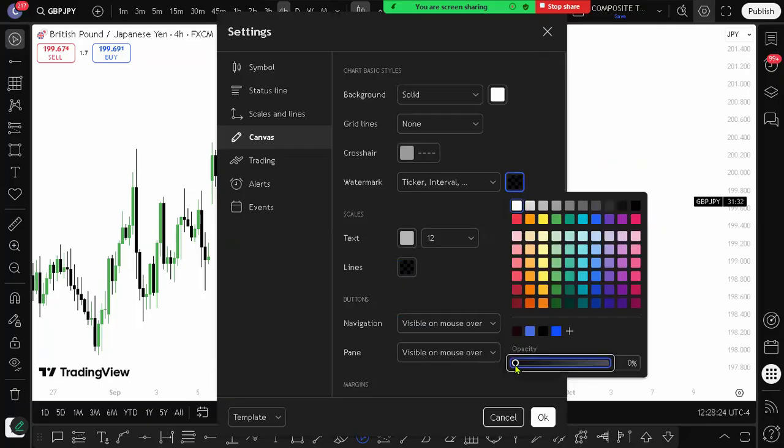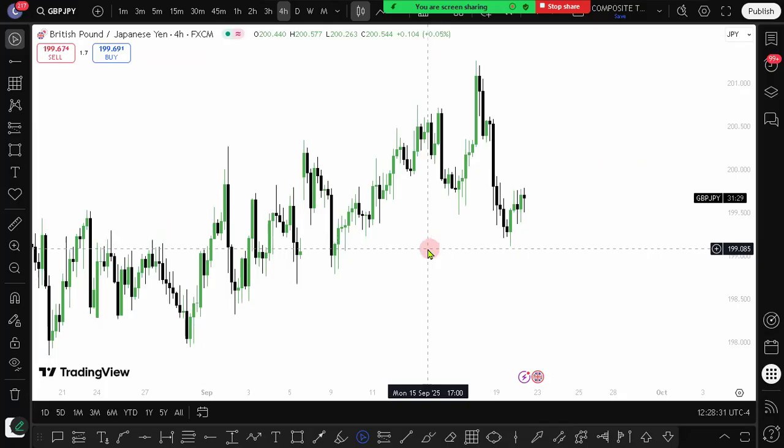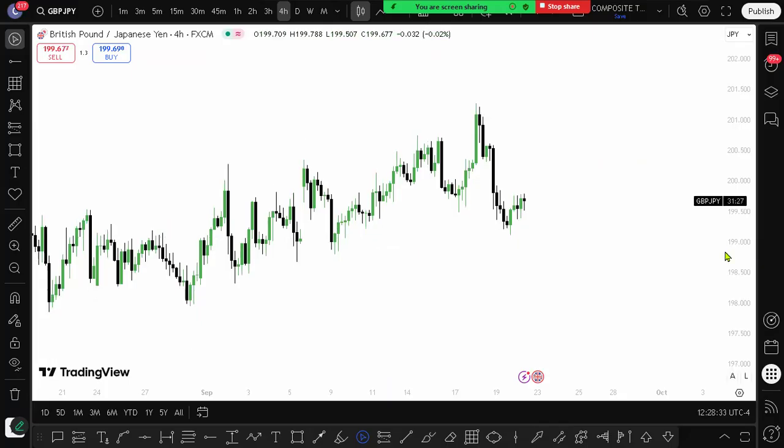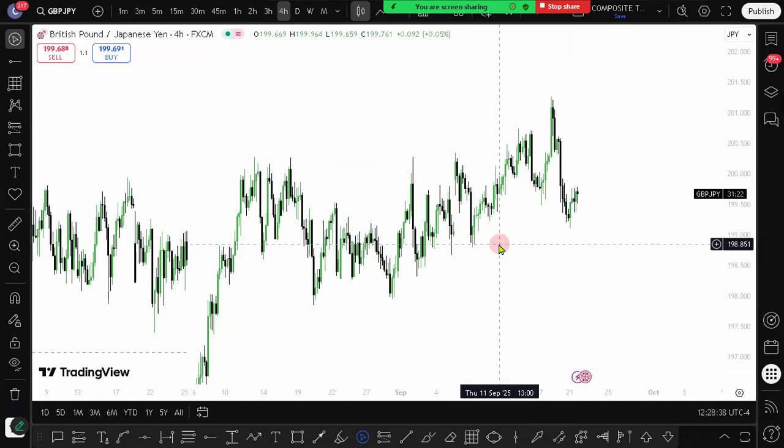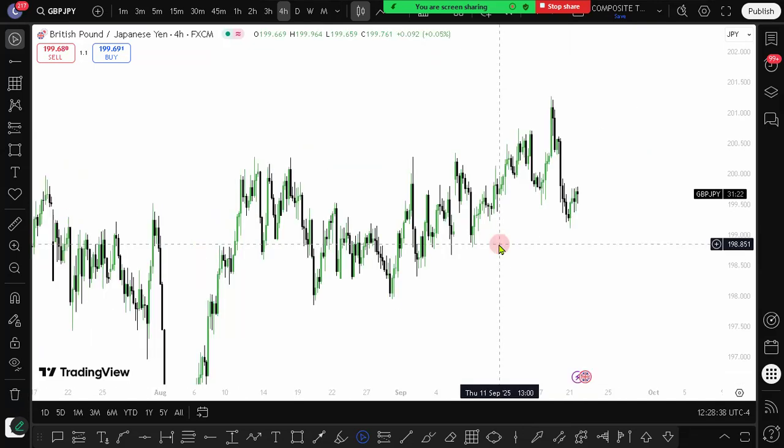I hope you guys are doing good. In this pair, the current direction looks more bullish, but we're going to do a top-down analysis on this one. Then I'll show you what I'm looking at and what I'm expecting on this pair. So we'll go to a little bit higher time frame.